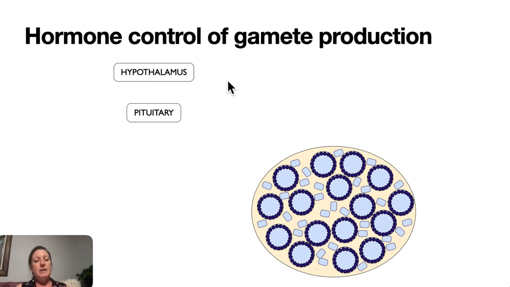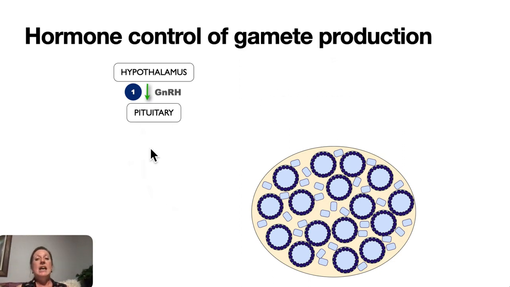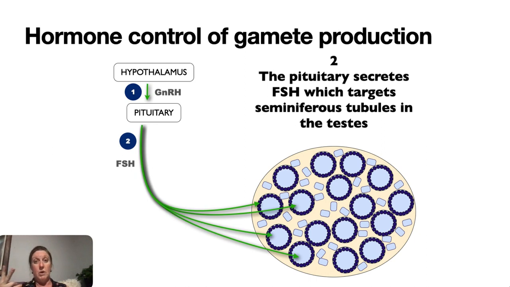So the hypothalamus in the pituitary secretes something called GnRH, or gonadotropin releasing hormone. And that hormone travels right next door to the pituitary. When the pituitary receives that hormone, it then secretes two hormones in response. One of those is called FSH, or follicle stimulating hormone. We're going to see the word follicle again as we talk about this. And follicle stimulating hormone targets the seminiferous tubules, which is the location where sperm form.